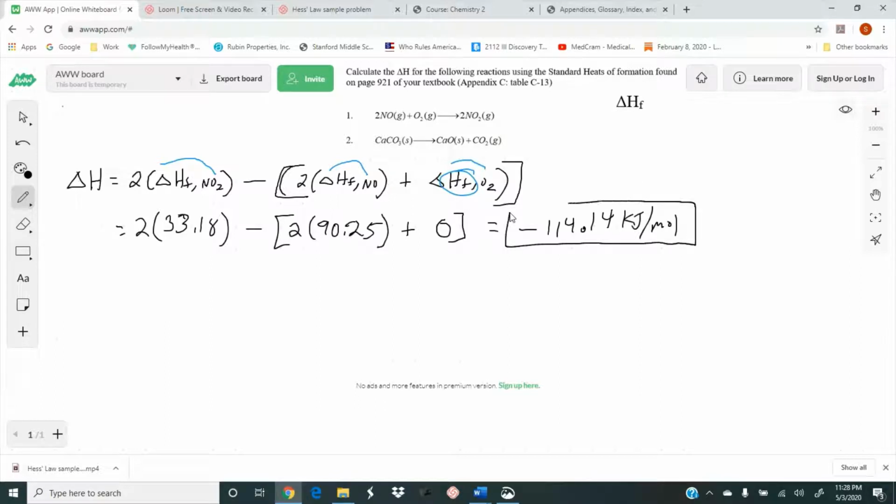So that's 114. I don't know about my writing. I was hoping that my writing would improve on this tablet. It seems to sometimes go up and down. Negative 114.14 kilojoules per mole.